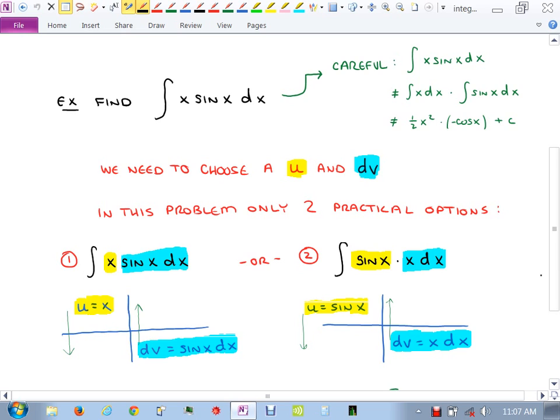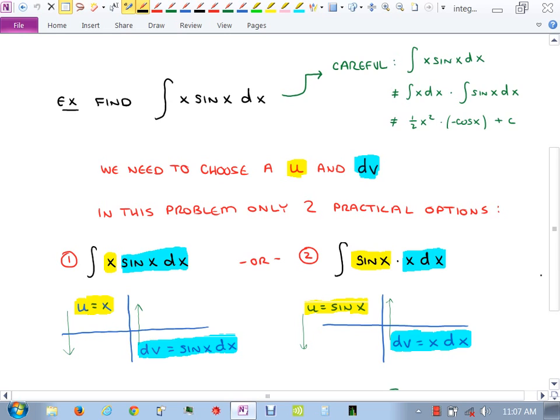Now, I said don't ever let u be x, right? Didn't I? But this isn't substitution. This is integration by parts. It's a different technique. So that rule does not apply to integration by parts. All right? You can let u be x in integration by parts, just not in basic substitution. So that's one way I could look at it.